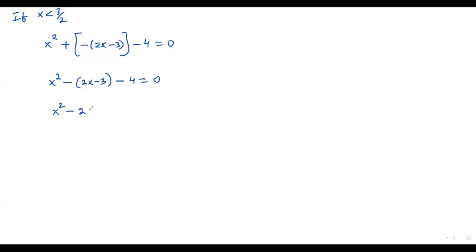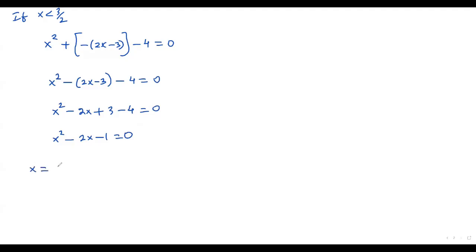Then I'm getting x² − 2x. When I distribute this negative sign to this negative 3, I'm getting positive 3, − 4 = 0. Then I'm getting x² − 2x, and when I combine this, I'm getting −1 = 0. Okay, again we have a quadratic equation. This quadratic equation cannot be solved by factoring. We have to go with the quadratic formula.